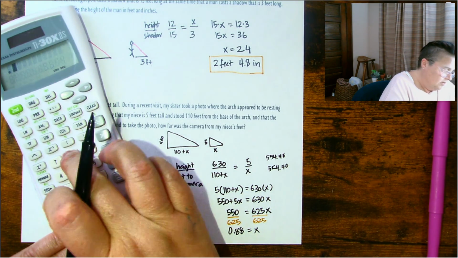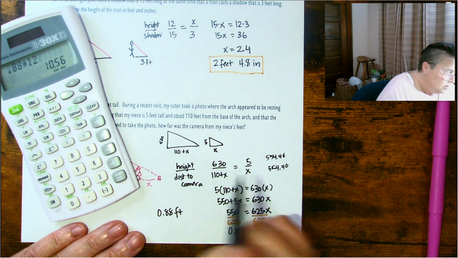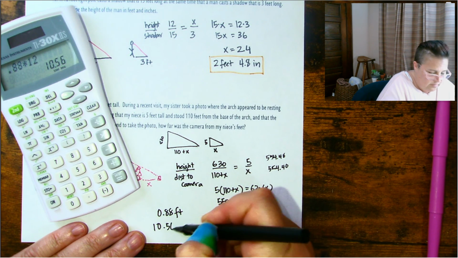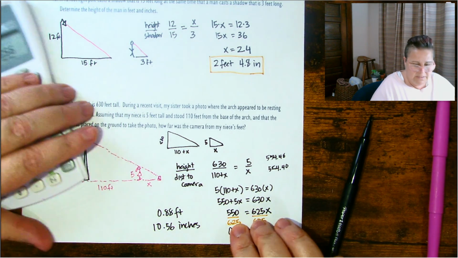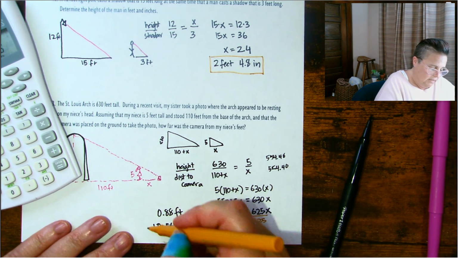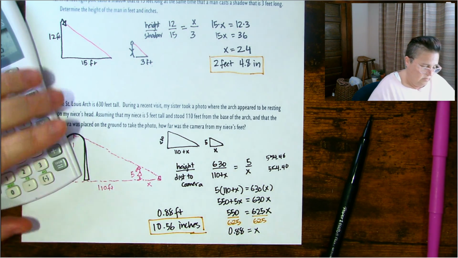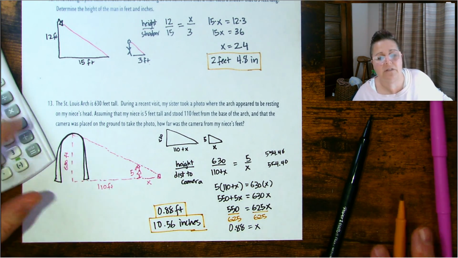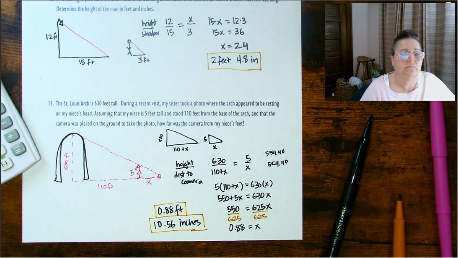So 0.88 feet, which, in order to figure that out, I'm going to take 0.88 and multiply it by 12, and I get 10.56 inches. So it was under a foot. She was essentially standing on top of it in order to get it to work. All right, there we go. I have the answer in both formats, either as 0.88 feet or 10.56 inches. Beautiful.